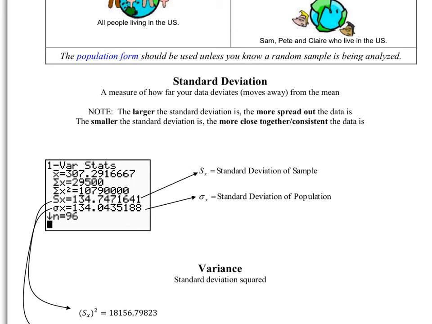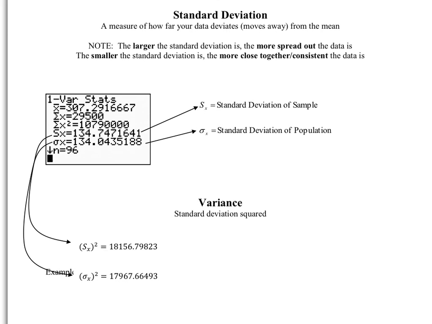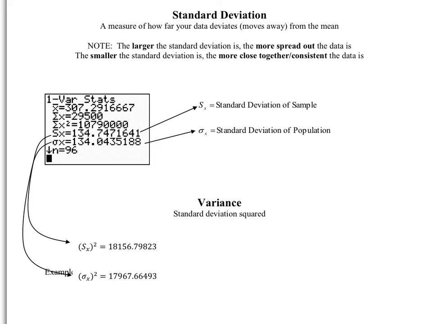Standard deviation. Take a moment and copy down standard deviation and variance into your notebooks. The standard deviation is a measure of how far our data deviates or moves away from the mean. Special note here: the larger the standard deviation is, the more spread out our data is. Or in the opposite direction, the smaller our standard deviation is, the more close together or consistent the data is.